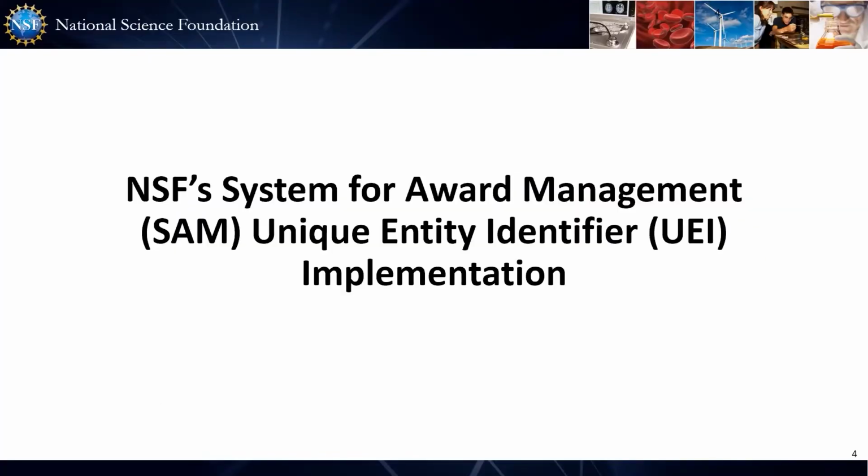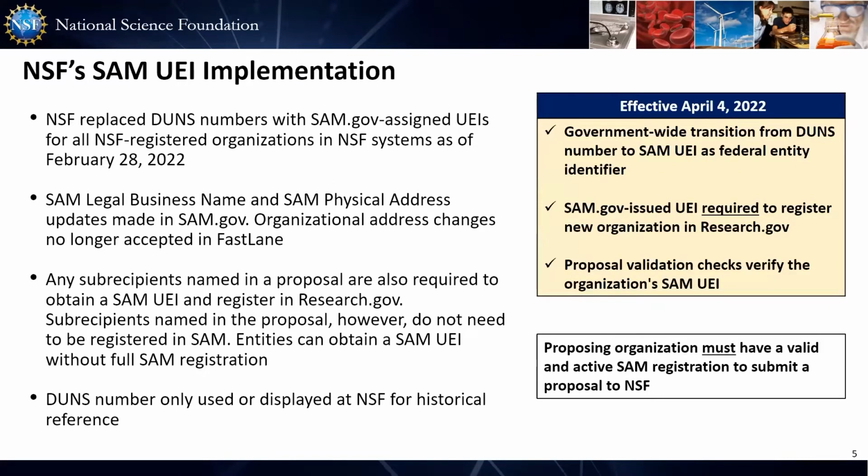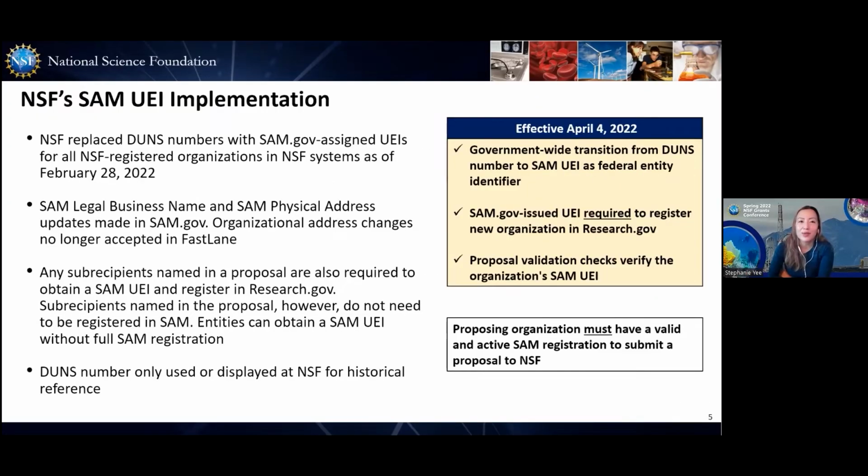So first, I'd like to talk about the NSF transition to SAM UEI implementation. NSF's SAM UEI implementation began as early as February 28th. So we replaced DUNS number with the SAM.gov assigned UEI numbers. This transition was fully effective April 4th of this year. We have fully transitioned. So what this means is that the SAM business name and physical addresses will no longer be updatable in the FastLane system. You have to go to SAM.gov to make those changes.